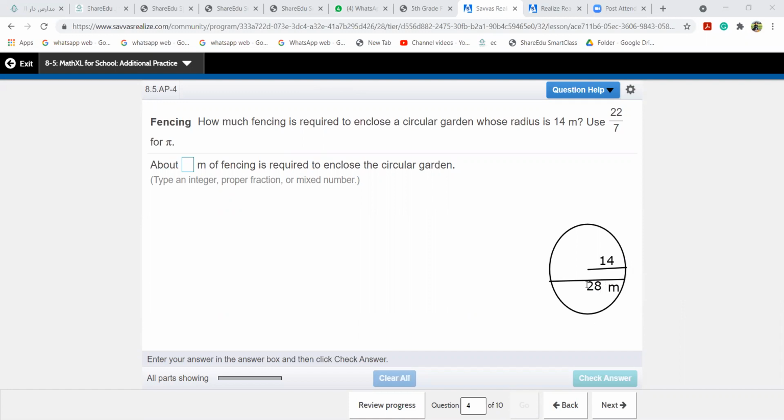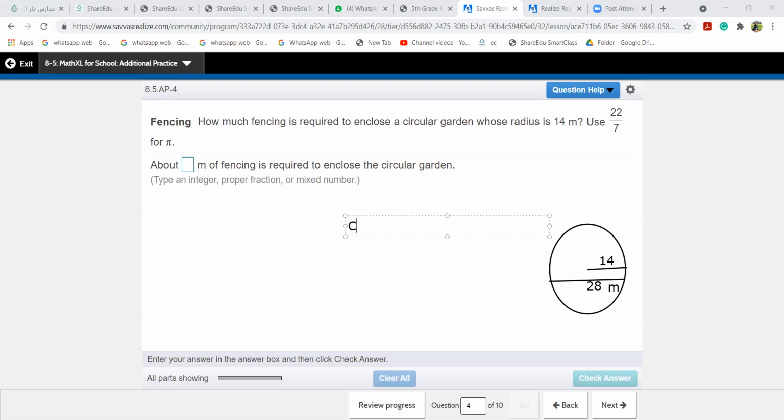Now you got the diameter. If they give you the radius, you just double it, 14 times 2. Don't add 2. Double it, or 14 plus 14. Okay, now I got 28 as the diameter.